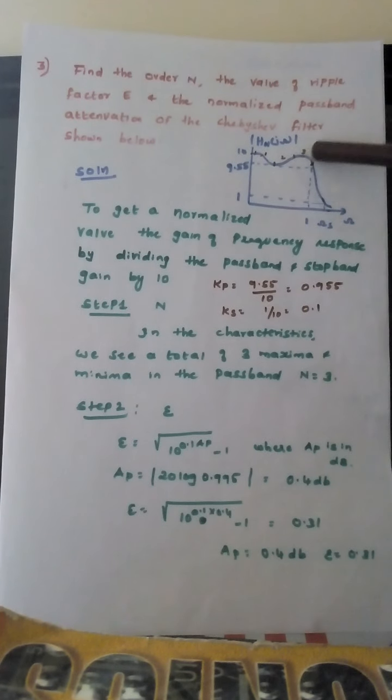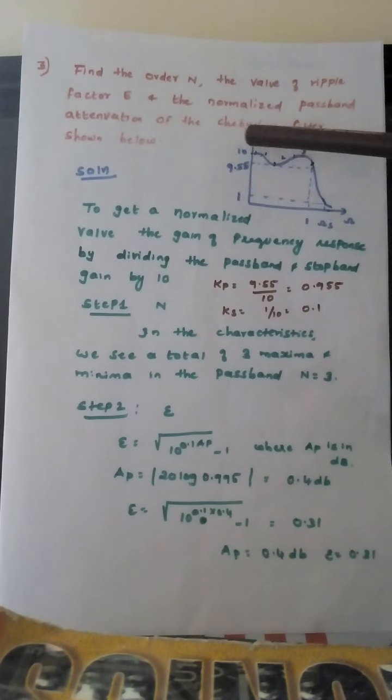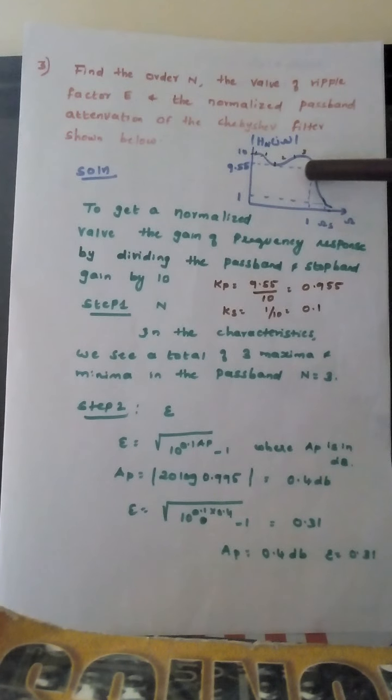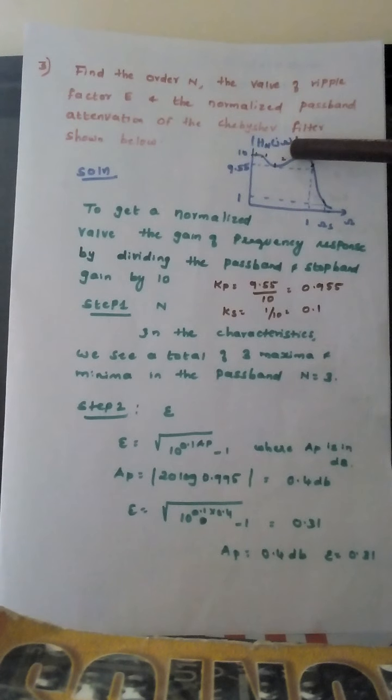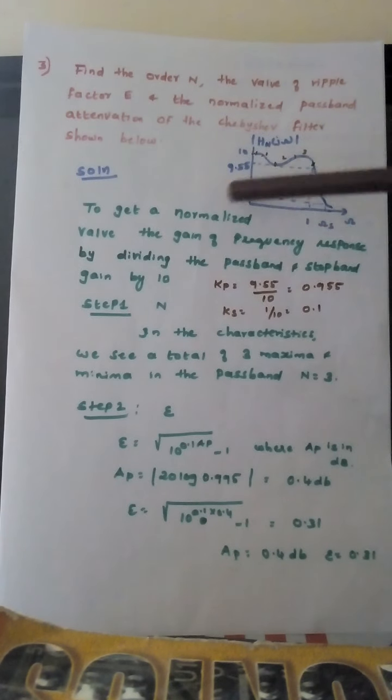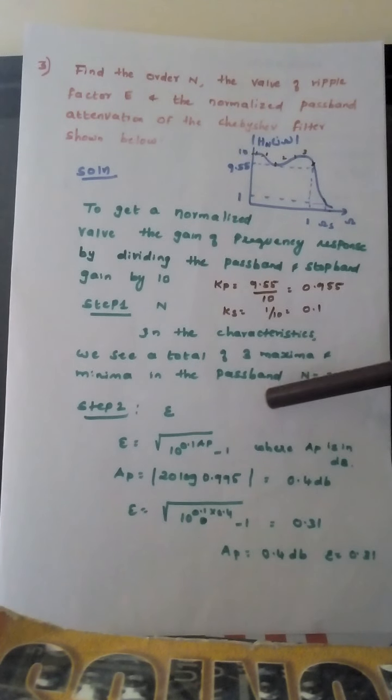Up to the pass band, up to here is the pass band, we have to find out how many maxima and minima there are. From here to here this is 1, from here to here it is 2, and again from here to here it is 3. So there are 3 maxima and minima in the pass band. So your order will be n equal to 3.